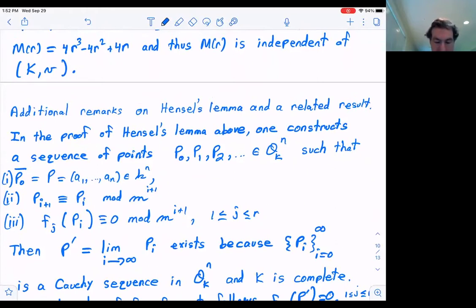I want to make some additional remarks on Hensel's lemma and a related result. It's kind of interesting. I stated Hensel's lemma, but I didn't say anything about how it works. Well, in the proof of Hensel's lemma, what you do is this. One constructs a sequence of points, P0, P1, P2, etc., such that 3 conditions hold.